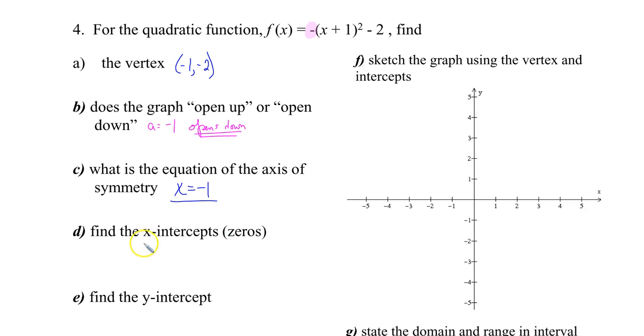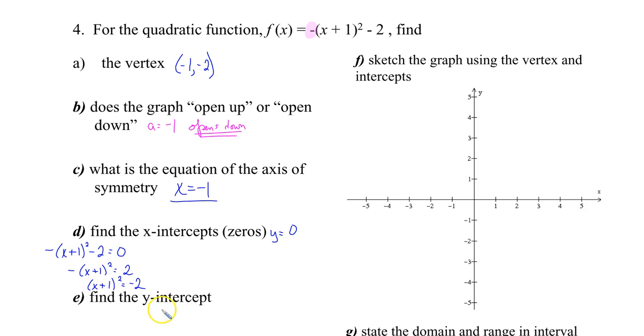All right, to find the x-intercepts or the zeros, again, we're going to let y be equal to 0. So if y is equal to 0, or the function is equal to 0, I'm going to take my function, negative (x plus 1) squared minus 2, set this equal to 0, add 2 to both sides, and I'm going to get negative (x plus 1) squared is equal to 2. Divide both sides by -1, and I get (x plus 1) squared is equal to -2.